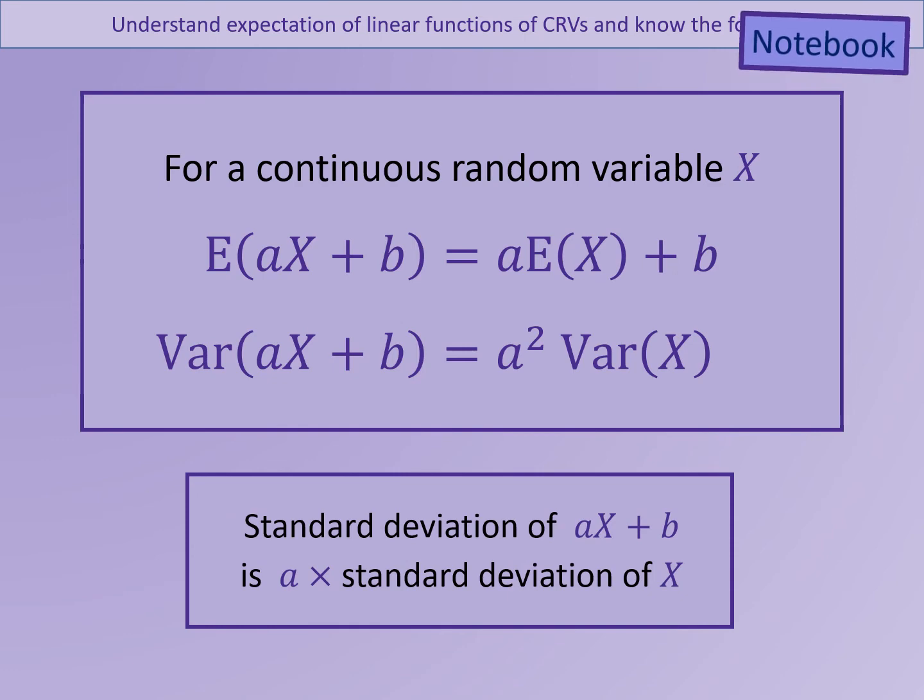From this, we can conclude that the standard deviation of ax plus b will just be a times the standard deviation of x. This is just because the standard deviation is the square root of the variance, so the a squared in this case is square rooted just to become a.